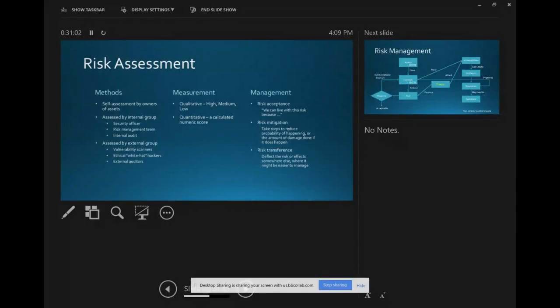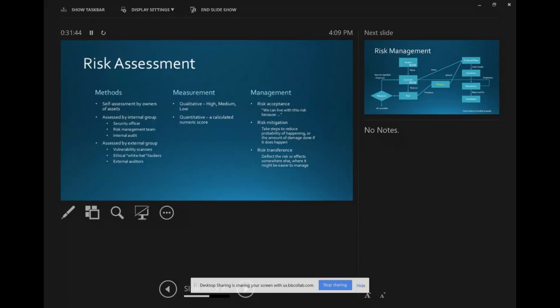How do you do the risk assessment? Most often it's done by self-assessment by the owners of the asset. So whoever owns the asset does the assessment as to what's the impact and how exploitable it is. Sometimes there will be an internal group that does that assessment. Sometimes you'll call in somebody from the outside. Which of these methods you use depends on an initial triage of how significant you think the risk might be, and how valuable the asset you're trying to protect is.